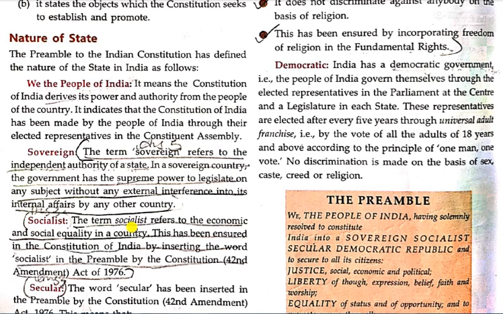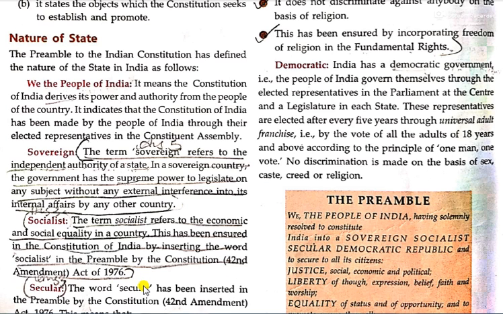Socialist. The term socialist refers to the economic and social equality in a country. So when we say that a country is a socialist country, then it means that there is economic and social equality in the country, which means that there is no discrimination on the basis of economy or on the basis of caste, creed or religion. There is no discrimination. Everyone is treated equal. This has been ensured in the Constitution of India by inserting the word socialist in the preamble by the Constitution, 42nd Amendment Act of 1976.